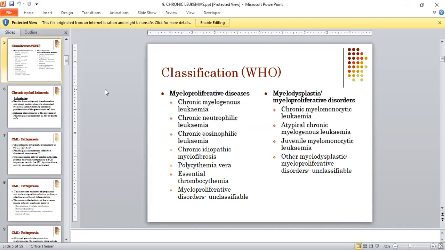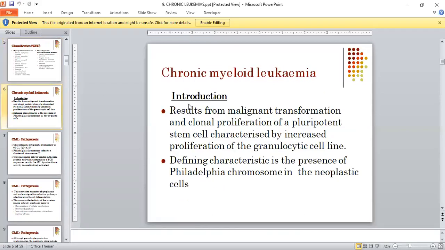So for the chronic leukemias, we have two types. We have the myeloproliferative ones and the myelodysplastic, myeloproliferating disorders. So there are quite many. You read those ones for yourselves. But we start with chronic myeloid leukemia, CML.